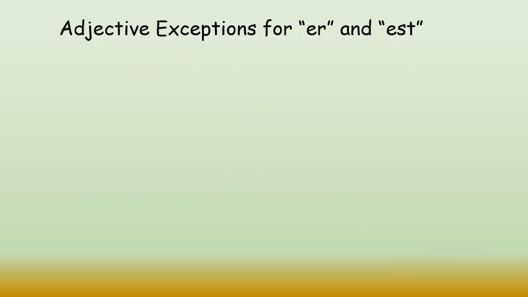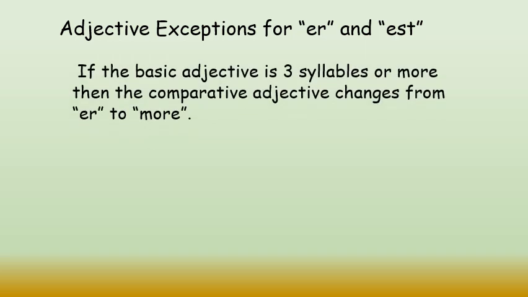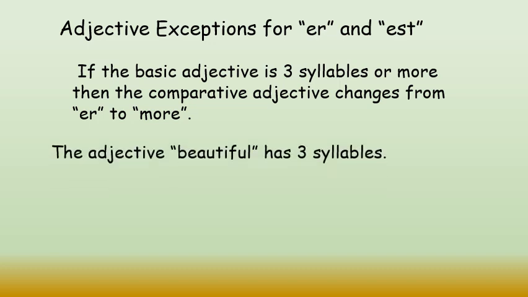Adjective exceptions for ER and EST. If the basic adjective is three syllables or more, then the comparative adjective changes from ER to more. The adjective beautiful has three syllables. Number one, bu. Number two, ti. Number three, ful. Beautiful. Three syllables.